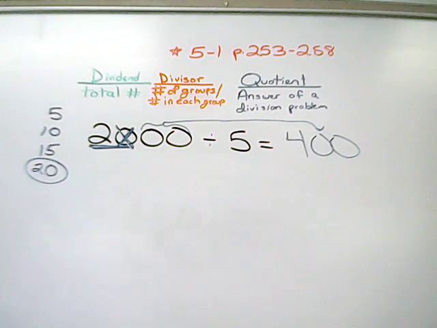I hope this helps you a little bit with 5-1 for dividing. Again, it's on pages 253 to 258 in your textbooks. This is going to be one of the stepping stones as we move into tomorrow's lesson, which is going to be using compatible numbers to divide.